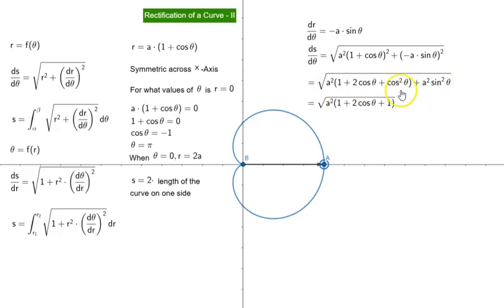So a squared is common. We take it out of the brackets. And within brackets, we will have 1 plus 2 cos theta plus 1, because cos squared theta plus sine squared theta is 1. Now a squared, we take it out of the square root. a times square root of 2 plus 2 cos theta, that is 2 times (1 plus cos theta), which is equal to a times square root of 2 times (1 plus cos theta), and 1 plus cos theta is 2 cos squared (theta by 2). That's the trigonometric identity.